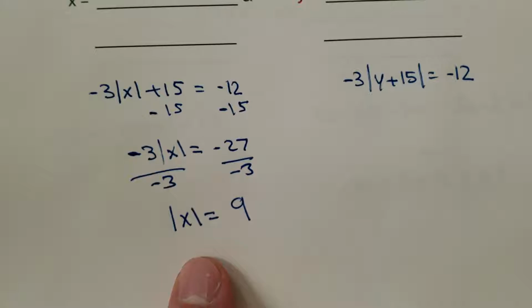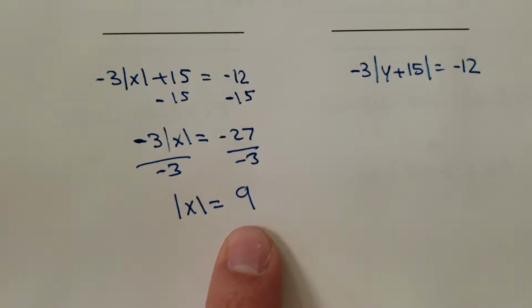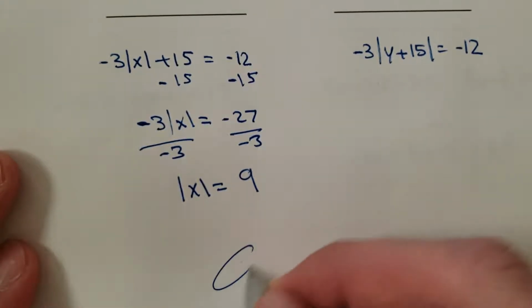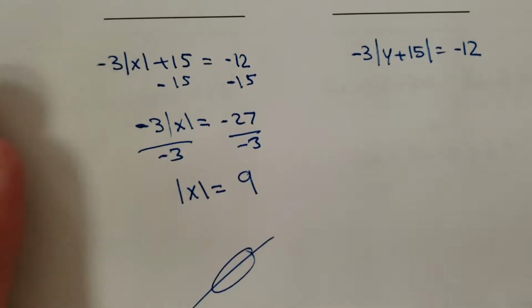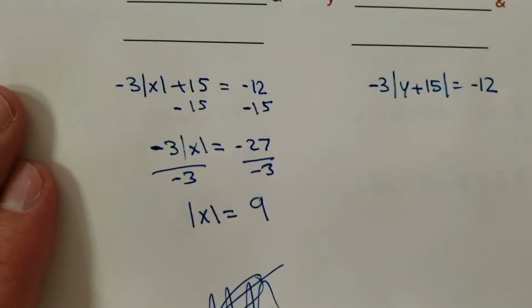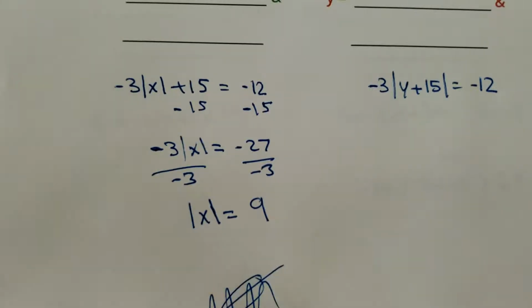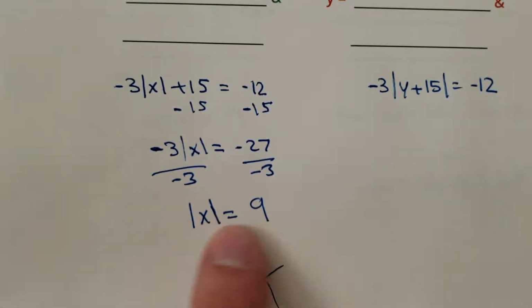Good. Now, if you ever have an absolute value that equals a negative, you would automatically say not possible. Okay, the absolute value of something can't be negative, right? So after you do the absolute value, you can't have this equal a negative.